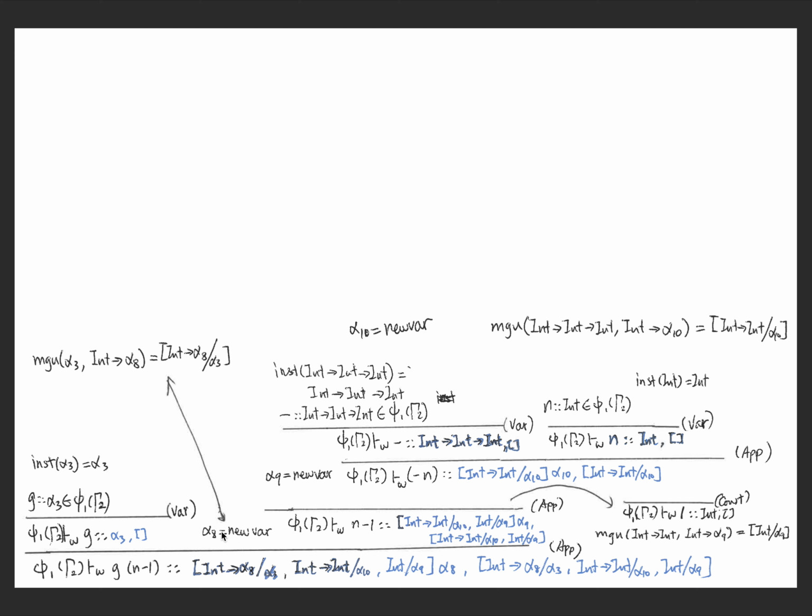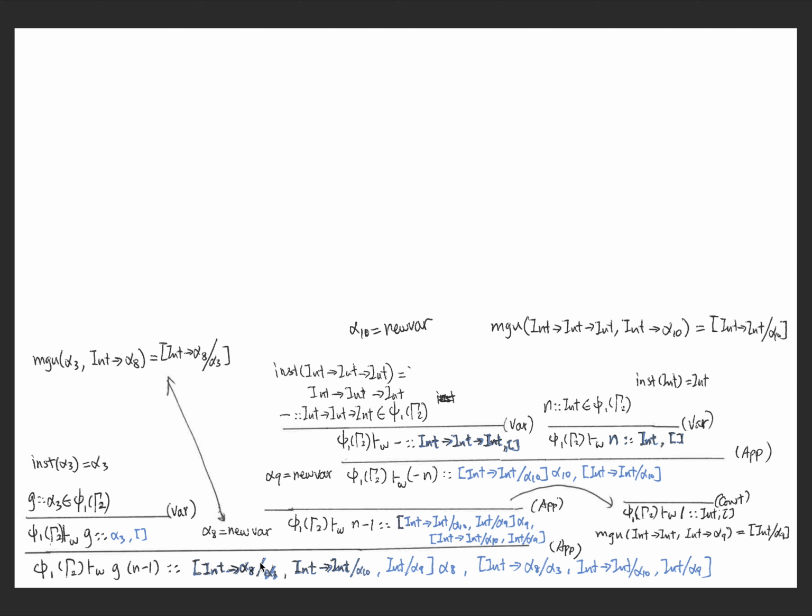Alpha 8 was created temporarily as the return result type of this application, where int was coming out from here because we apply the substitution to alpha 9, that will give us int. So this is the actual argument type with respect to this expression. If you unify these two, it gives us the information that you can replace alpha 3 by int right arrow alpha 8. But we don't know what alpha 8 is yet.